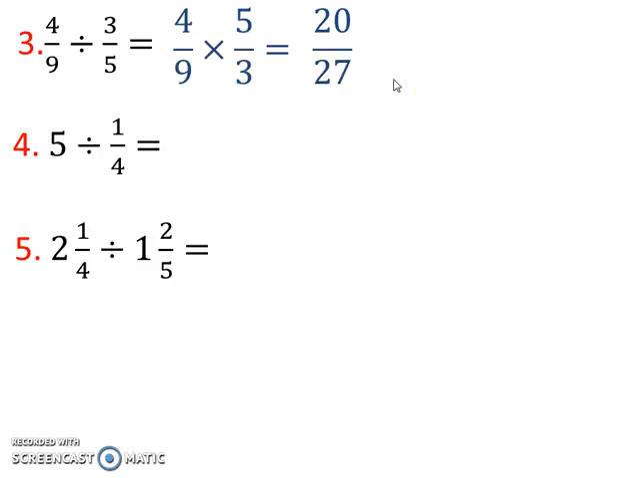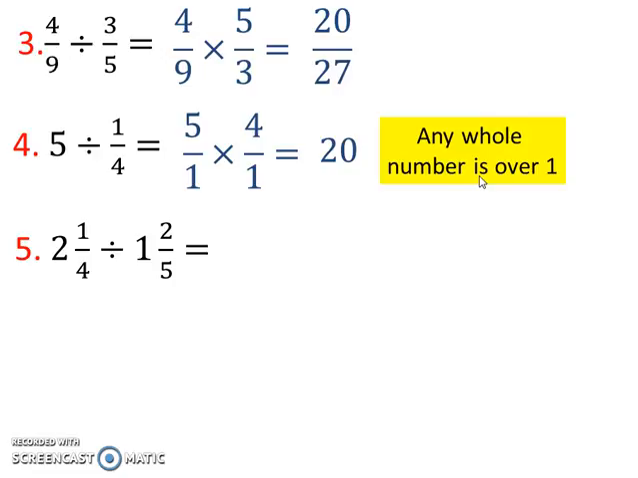Now in question 4, we can just write it as the reciprocal of the 1/4 becomes 4/1. Any whole number is over 1. When we multiply across, we go 5 4s are 20, 1 times 1 is 1. So 20/1 just becomes 20 because of this idea of any whole number is over 1. So 20/1 is the same as 20.